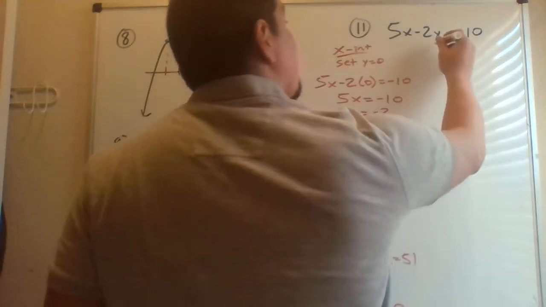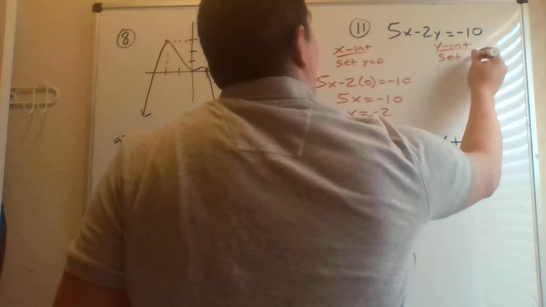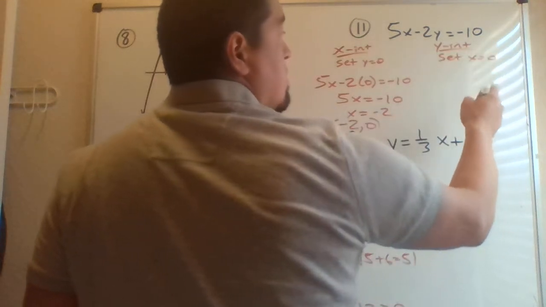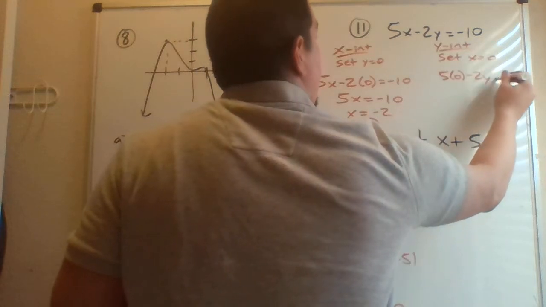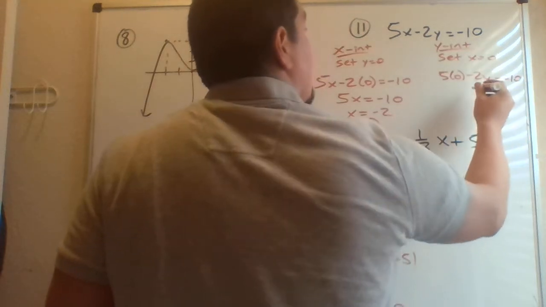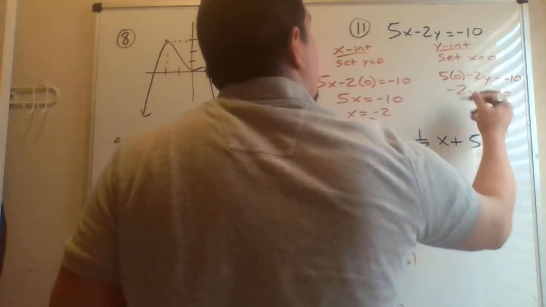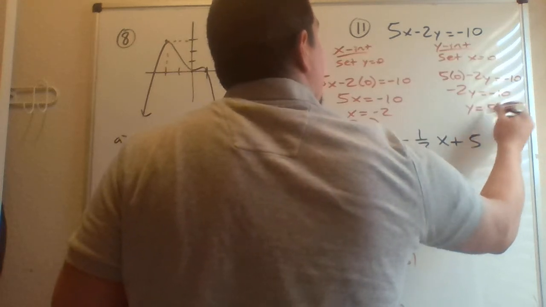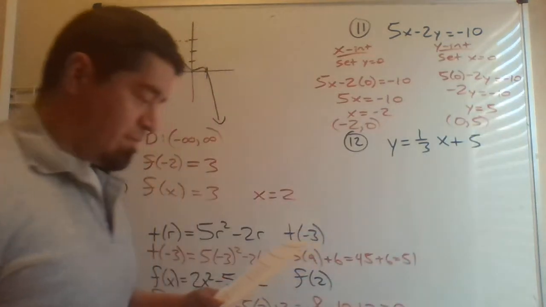Now, how do you find a y-intercept? Well, set x equal to 0. So we're going to do that. 5 times 0 minus 2 times y equals negative 10. We know that's 0, so it's negative 2y equals negative 10. Divide by negative 2, we get 5. So we know our coordinate is 0, 5.